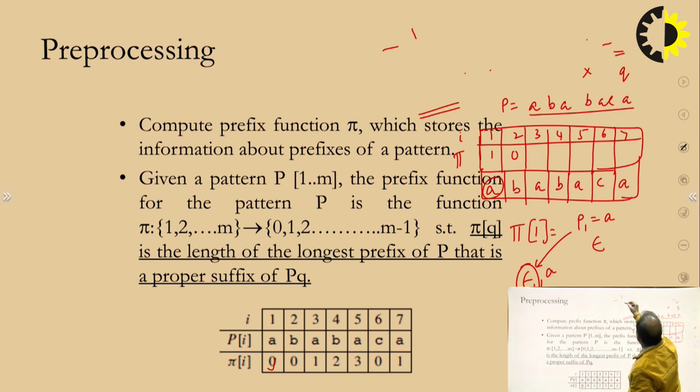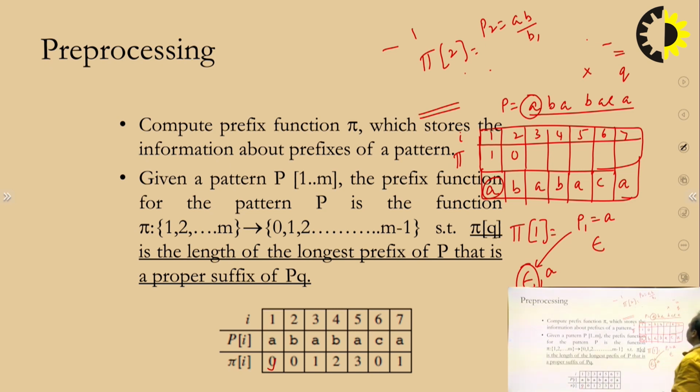Similarly, let's compute pi 2. In order to compute pi 2, we have to find the proper suffixes of P2. Here, P2 is AB, so its proper suffix is B only. And B is not going to be found in the prefix of P, so it is still 0. Same thing for computing pi 3: ABA, its proper suffixes are A and BA. Check which of these is a prefix of the pattern. A is a prefix, so its length is 1. BA is not a prefix. That is why 1 is here.